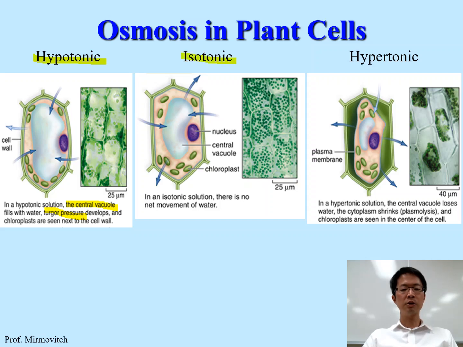This is the turgor pressure. Isotonic solution, I told you that the amount of water going in is the same as the amount of water going out, so nothing special. Hypertonic, when you put the cell into seawater or when you do not water your plant, the cell loses water. Then we have plasmolysis. So the cytoplasm shrinks, and then the cell becomes soft and withers.